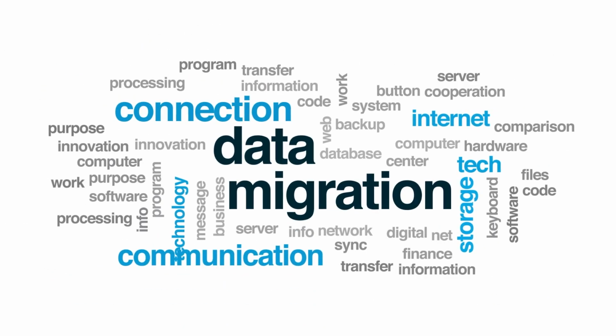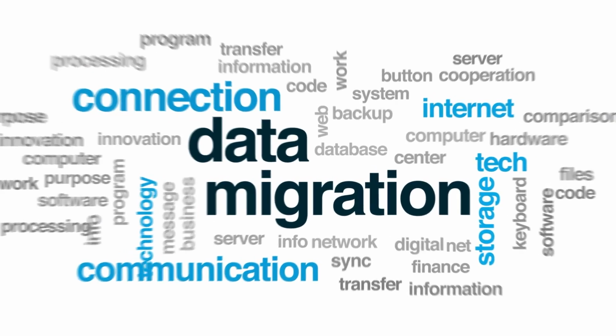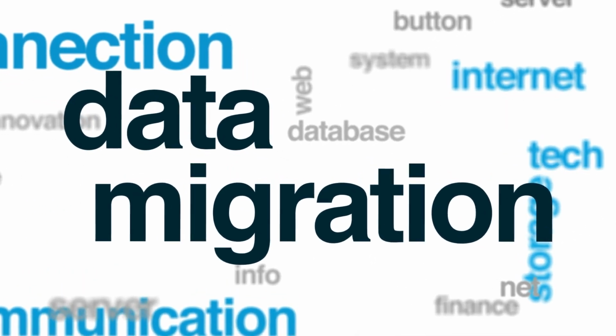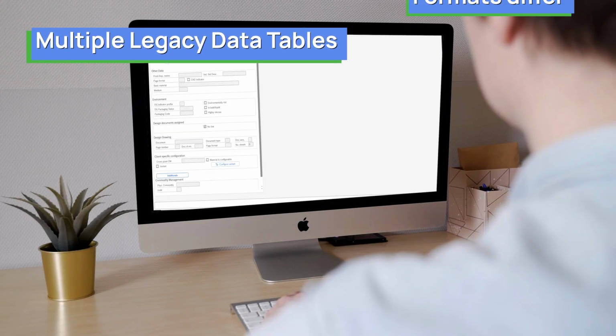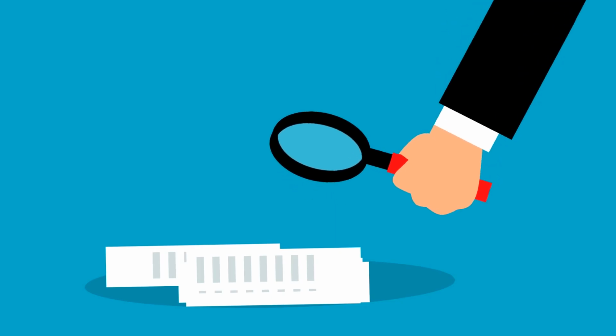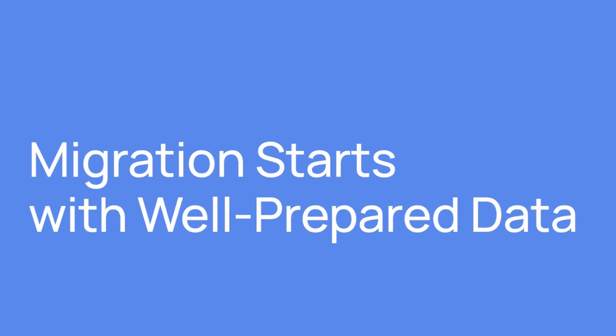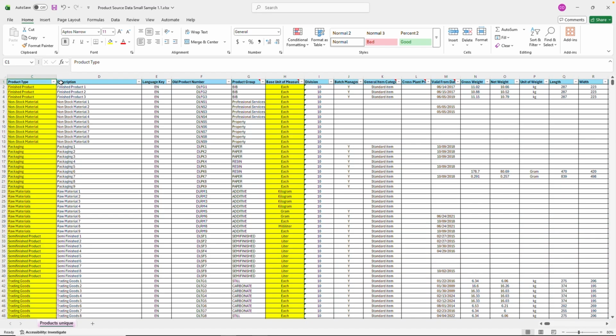Migrating product master data from a legacy system to SAP S/4HANA is rarely straightforward. Product data is distributed across multiple legacy data tables, formats differ, and the structure rarely matches what Migration Cockpit expects. Before you migrate, the data needs to be prepared. That's exactly what DataLark is designed to deliver.